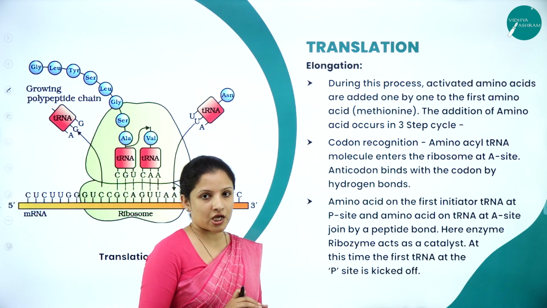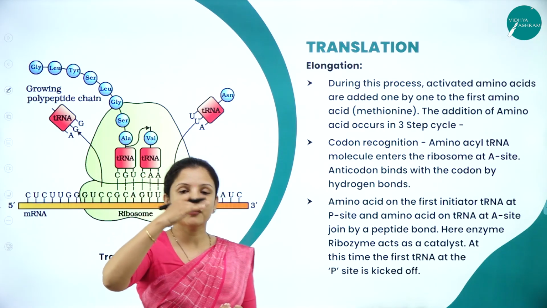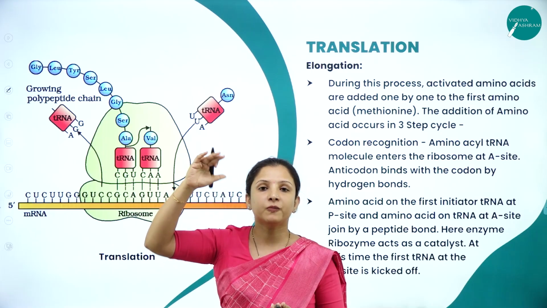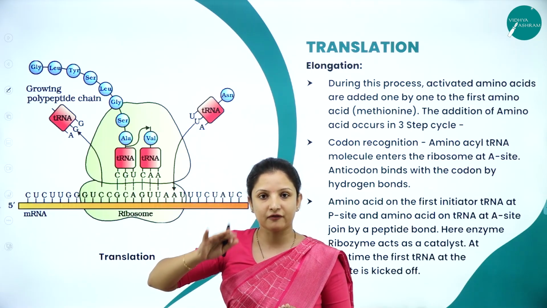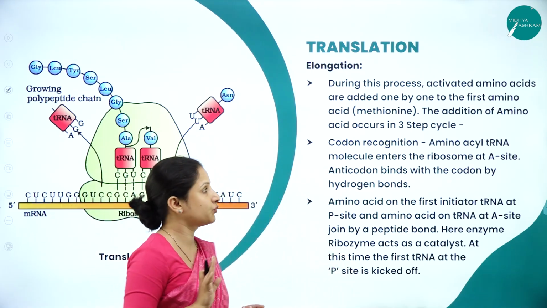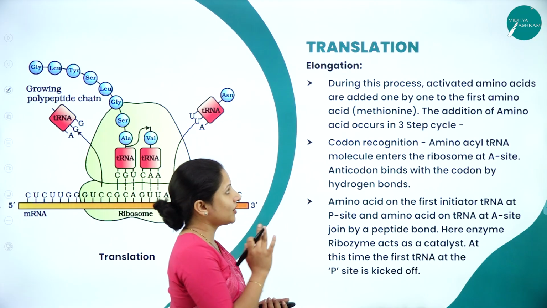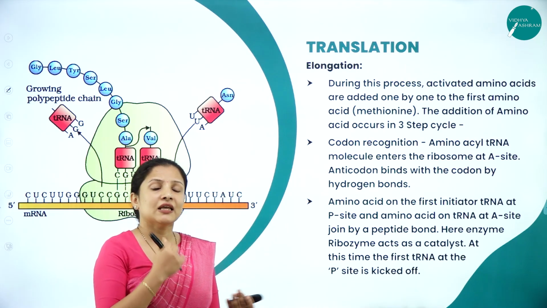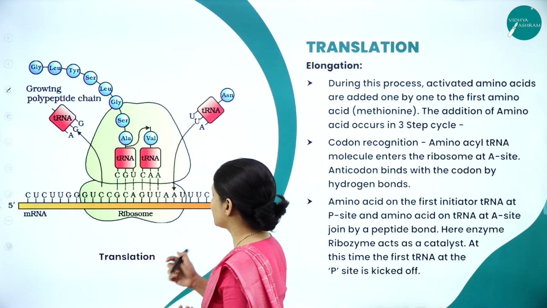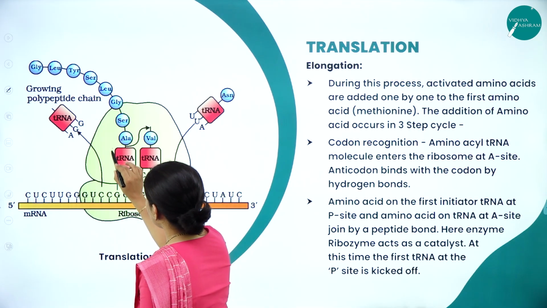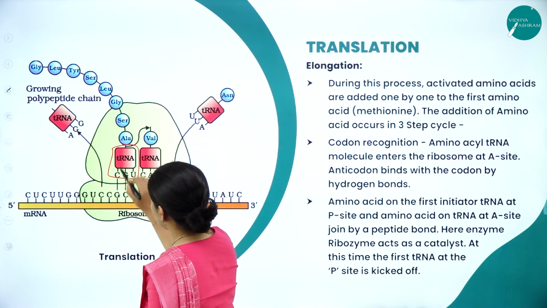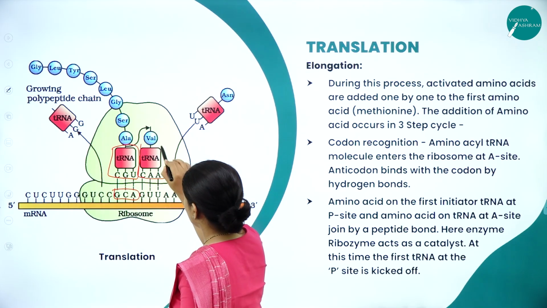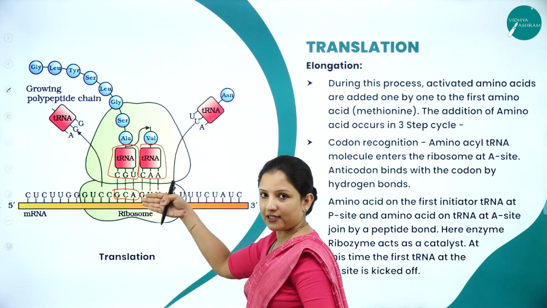Next is elongation. Wherever the triplet codes are present, for each of them a complementary tRNA molecule should come and bind, and the chain gets elongated. That is what we call elongation. During this process of elongation, activated amino acids get added one by one. As I told you, for example, here the tRNA which is complementing the GCA will come and bind. Next, the ribosome will move to the next codon.